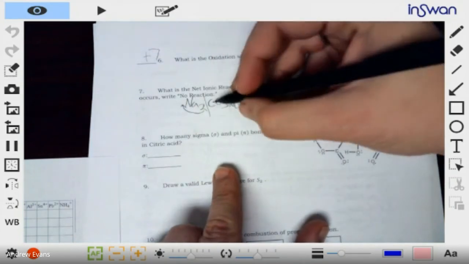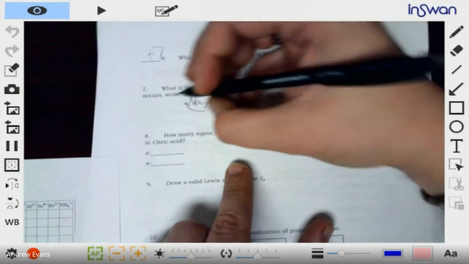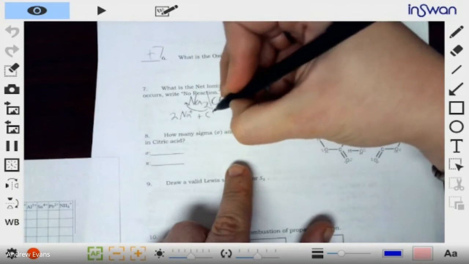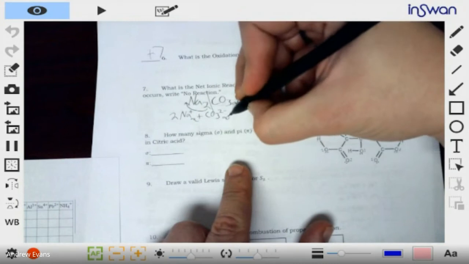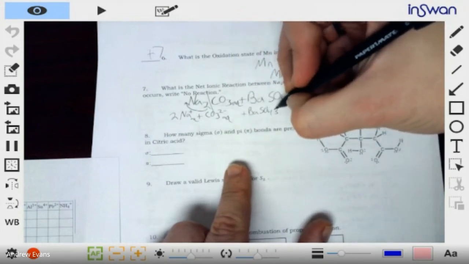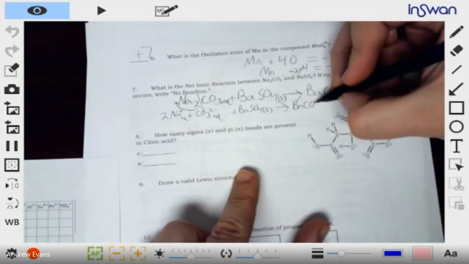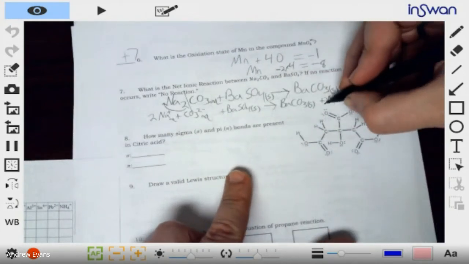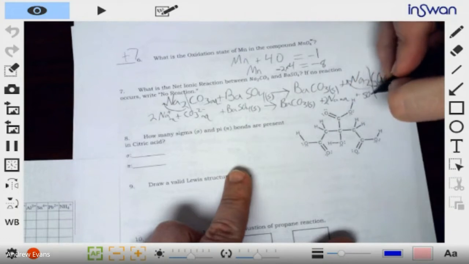Wherever there is aqueous, we're going to split apart, and the coefficients of the normally monoatomic ions would go up front, and the oxy ions, the polyatomics, would stay together. So this would split into 2Na plus, carbonate 2 minus, all these aqueous. The solid would stay together. This solid would stay together, BaCO3, and would split to 2Na plus, aqueous, and SO4 2 minus, aqueous.